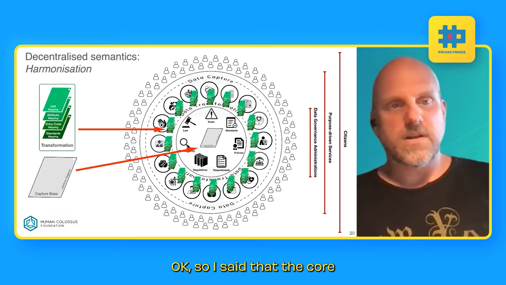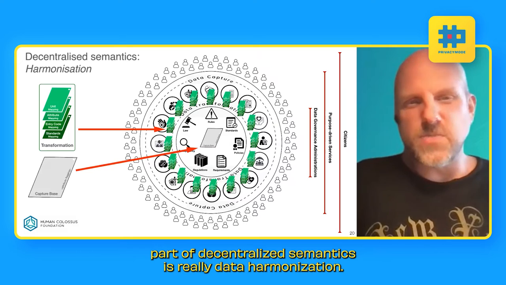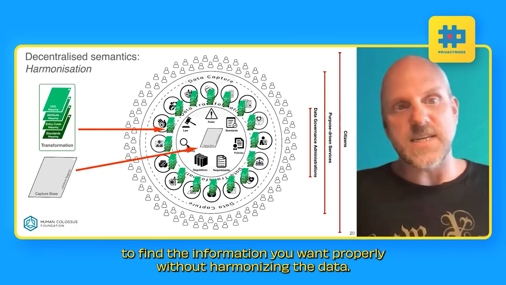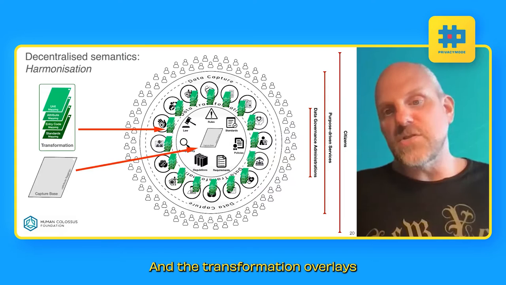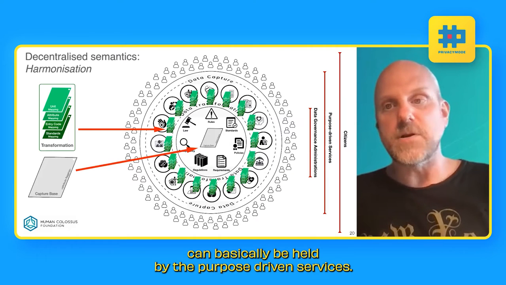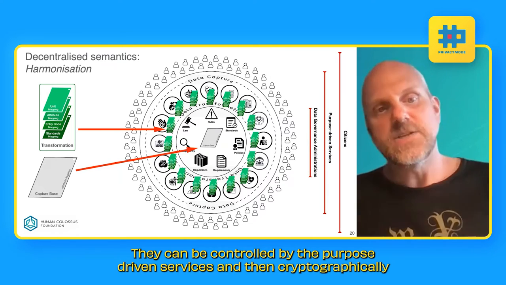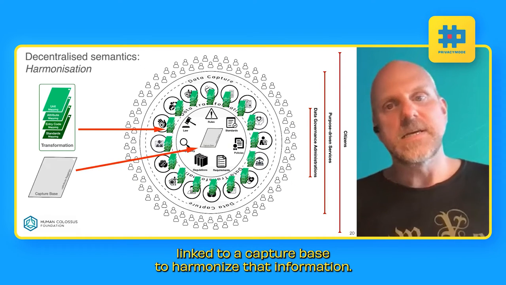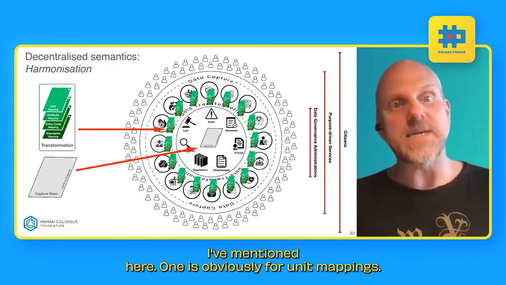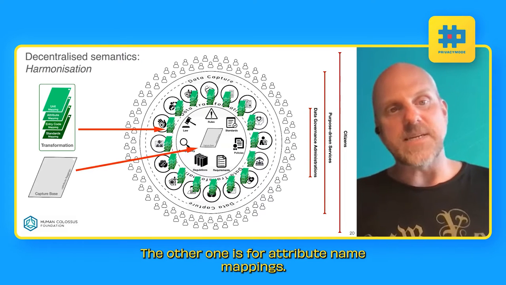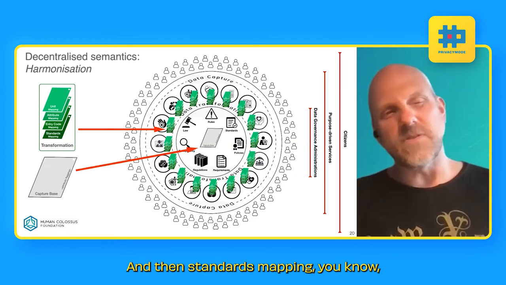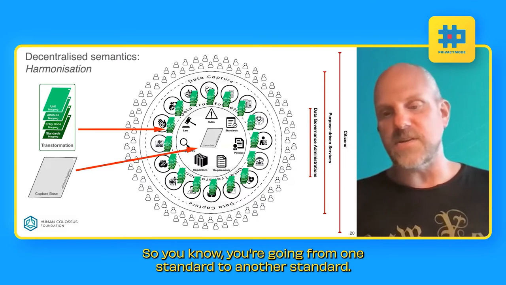Okay, so I said that the core part of decentralized semantics is really data harmonization. There's just no way of being able to find the information you want properly without harmonizing the data, and the transformation overlays can be held and controlled by the purpose-driven services, and then cryptographically linked to a capture base to harmonize that information. We've got four transformation overlays I've mentioned here. One is for unit mappings, another for attribute name mappings, then entry codes, which perhaps you need to map, and then standards mapping, which is more of an informational piece, going from one standard to another standard.